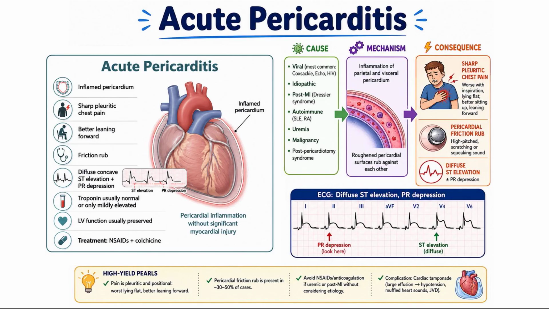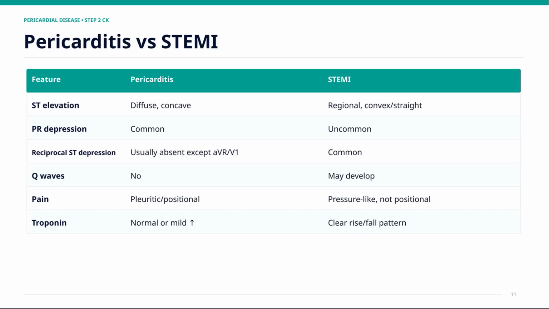ST elevation, diffuse and concave in pericarditis versus regional and convex or straight in STEMI. PR depression, common in pericarditis, uncommon in STEMI. Reciprocal ST depression, usually absent in pericarditis except in aVR or V1, but common in a real STEMI. Q waves, pericarditis, no. STEMI, they may develop.